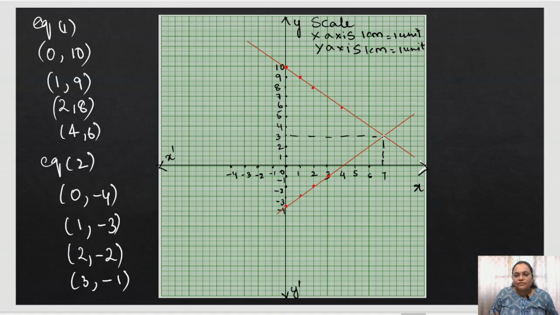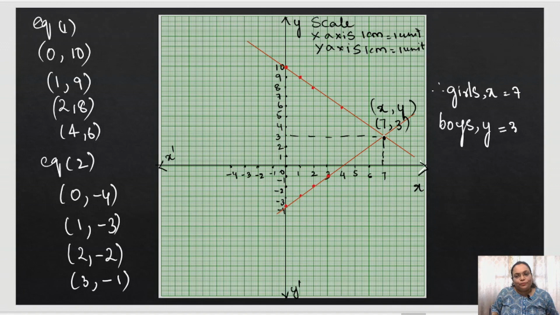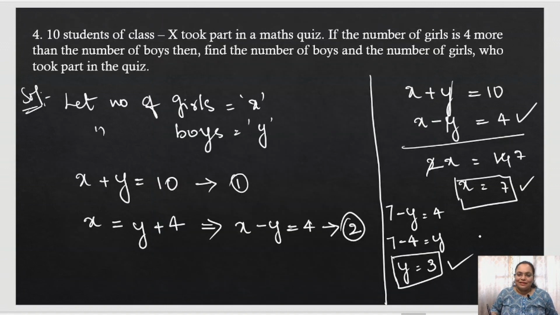So if you see the graph, this is the intersection point, which is 7, 3, which is x, y. Okay, so therefore, number of girls who took part in the maths quiz, that is x is equals to 7, and number of boys who took part in the maths quiz, y is equals to 3. Okay, so we have got the same thing here.